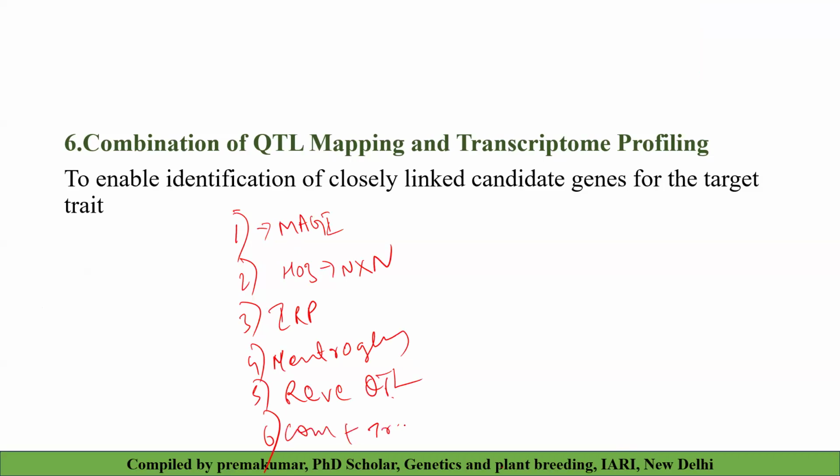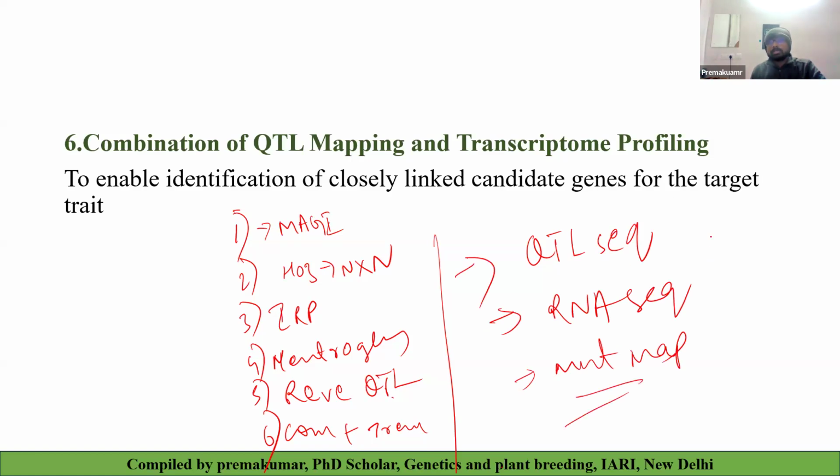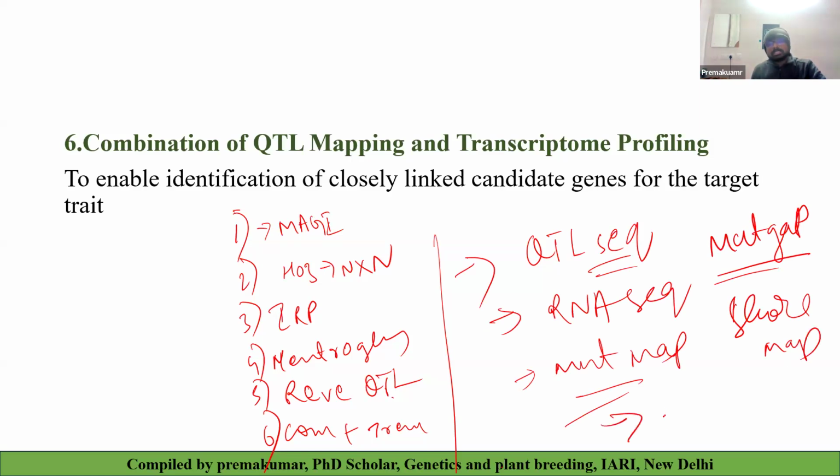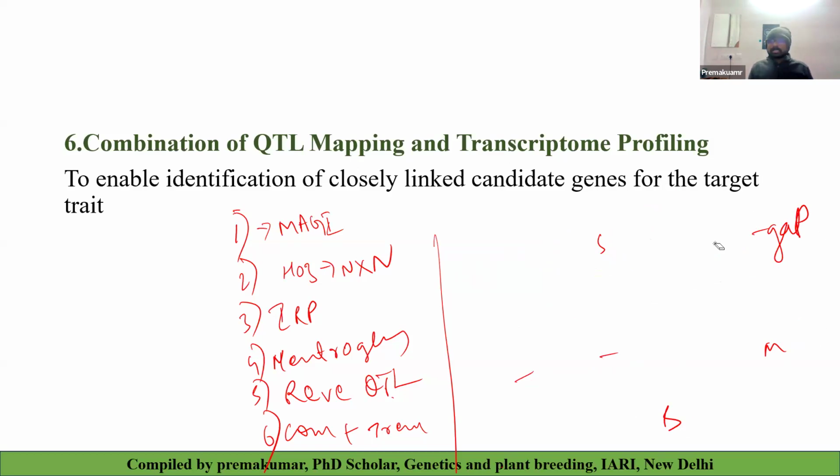Combining QTL mapping with transcriptome, either you can give QTL-seq, or RNA-seq, MutMap, MutMap-Gap. There are so many things, like ShoreMap, BSR-seq, selective genotyping. There are so many things nowadays. But you just remember what is there in the book.